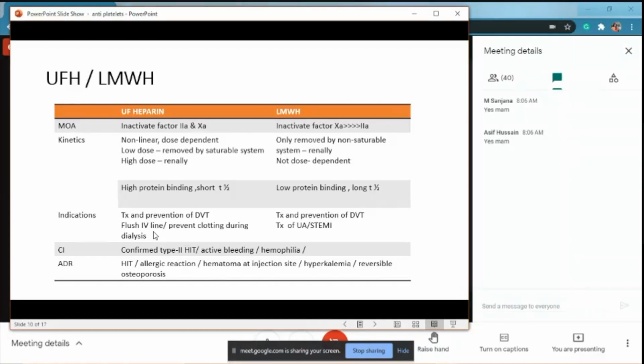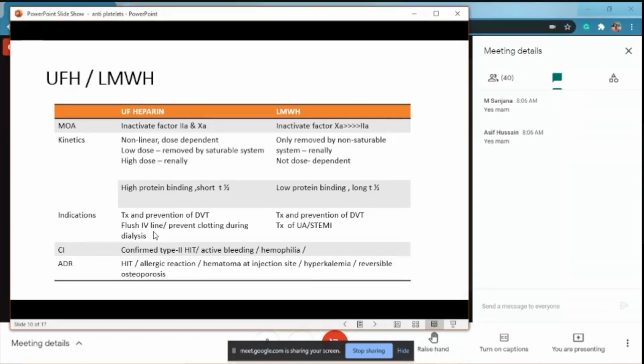Enoxaparin, dalteparin, nadroparin. So we have a lot of parins. Those are the low molecular weight heparins. So do not confuse the heparin with low molecular weight heparin anymore. Whenever you see heparin in a case study, that is unfractionated heparin, not low molecular weight heparin.